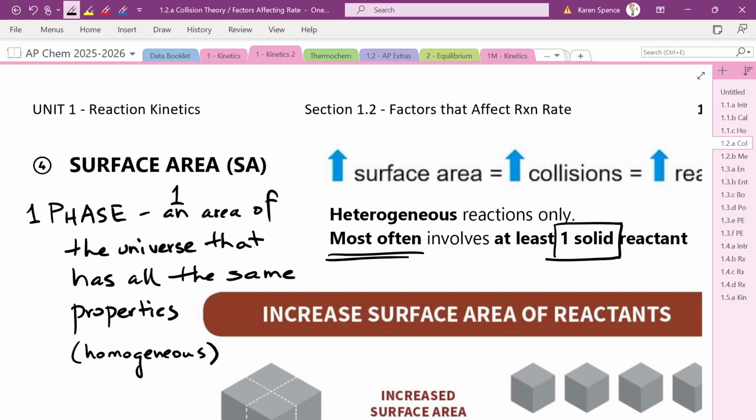But I could have two phases. I could have a piece of copper and a piece of aluminum. Those are both solids, the solid state and the solid state. Are those one phase? No, because remember, they would have to have the same properties. They don't have the same conductivity. They don't have the same color. They don't have the same melting point. Those properties are different. So you can have two solid phases. They're just made of different stuff.